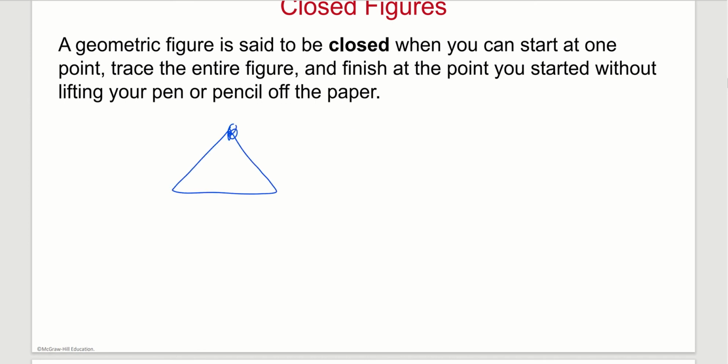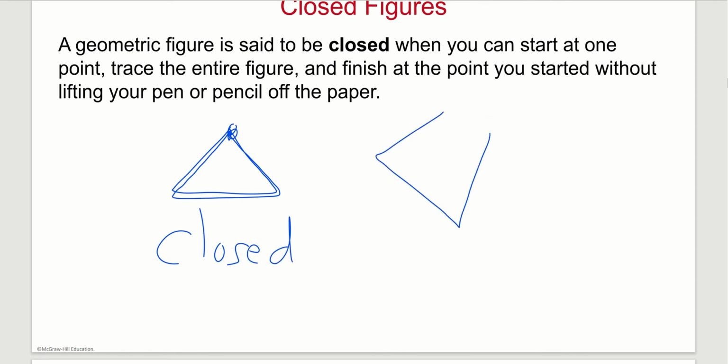Starting at this point, I can trace out the entire triangle and finish off where I started. So this is an example of a closed geometric figure. If I have a geometric shape like this, however, this would be an example of a non-closed figure.